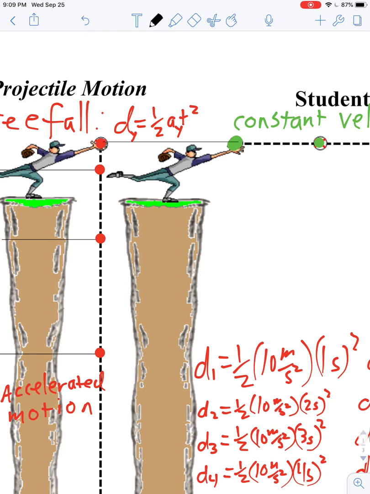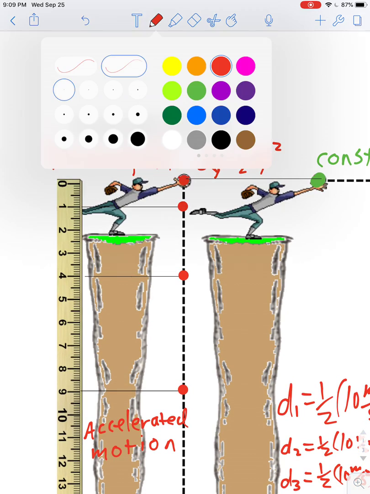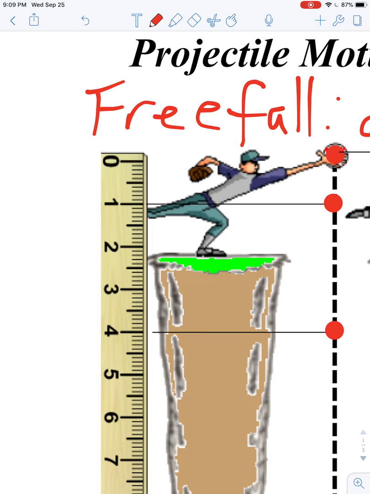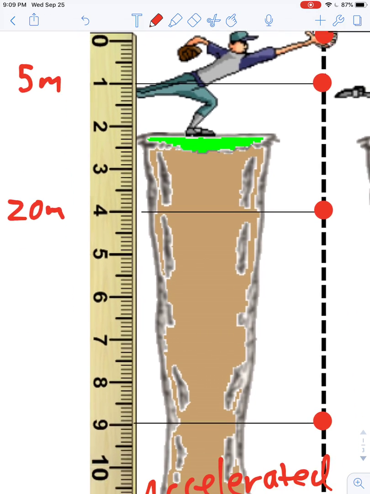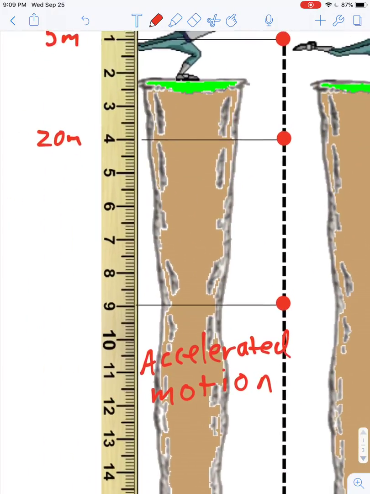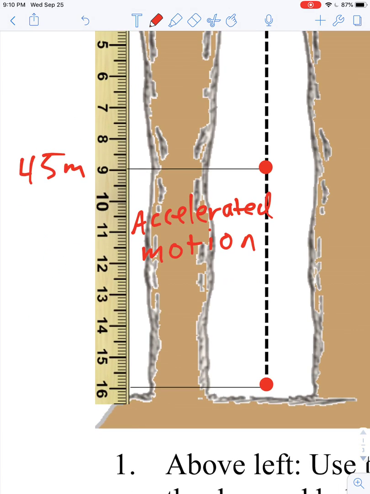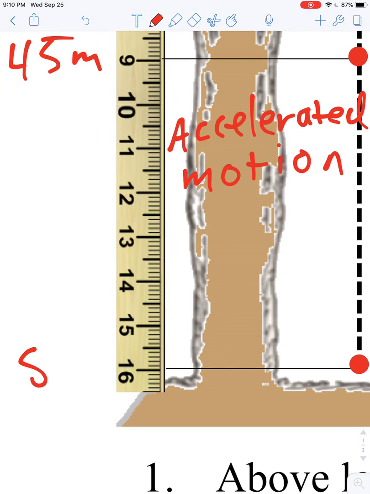But 1 second later, the ball has fallen down this 5 meters. In fact, I think I'm going to label those as I go too. So this was 5 meters over here at 1 centimeter. And just for recap, at 2 seconds that was 20 meters. And at 3 seconds, what was 3 seconds? 3 seconds was 45 meters. And then at 4 seconds, that was 80 meters.